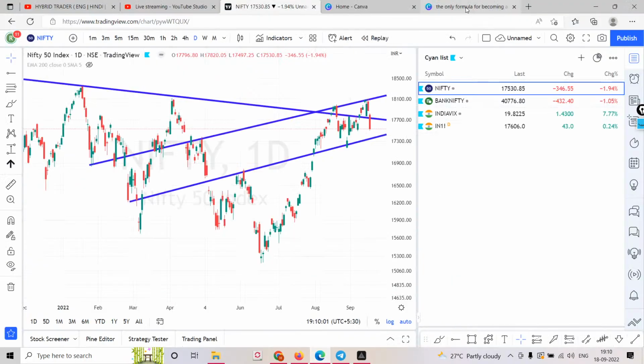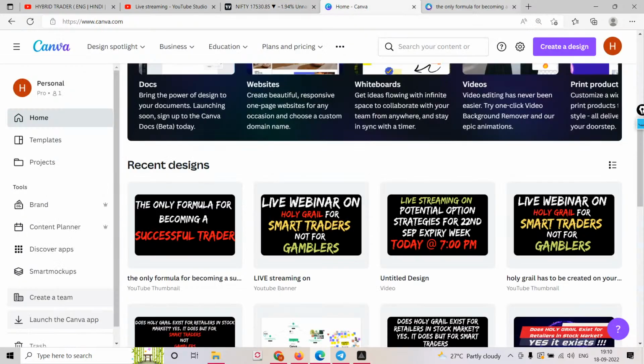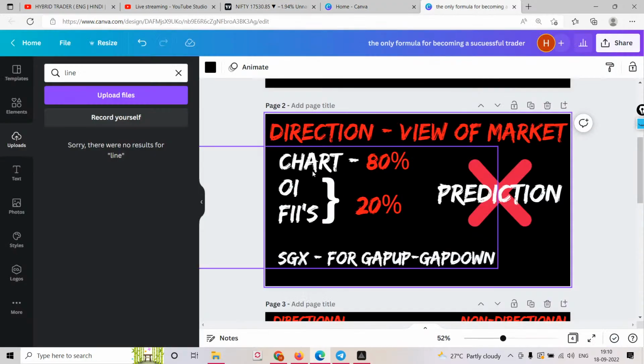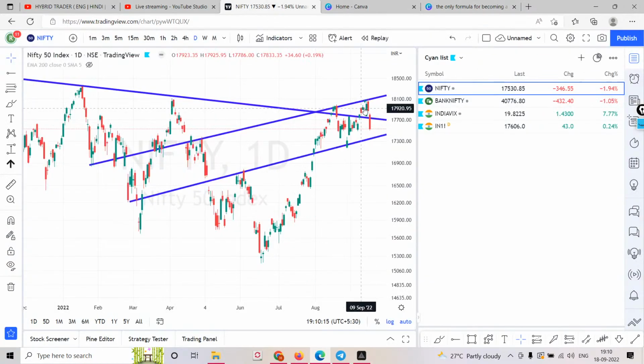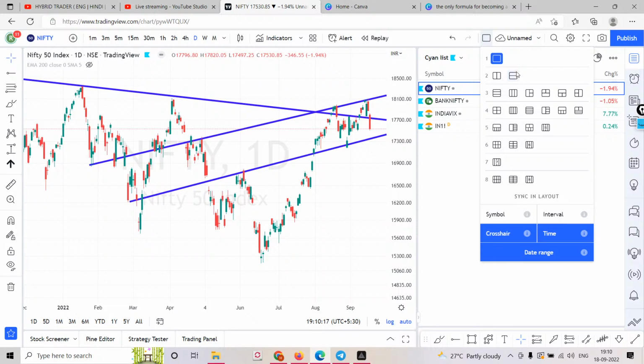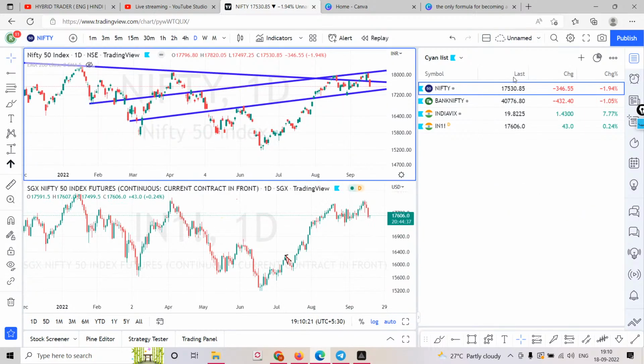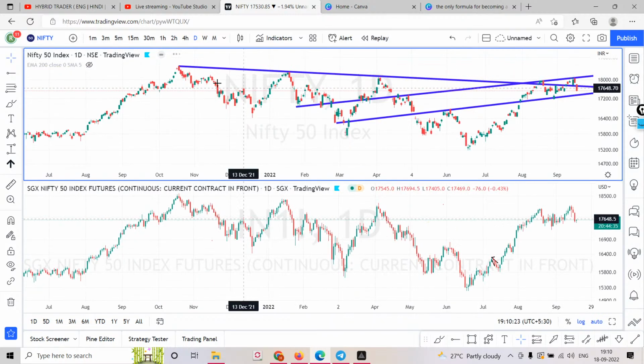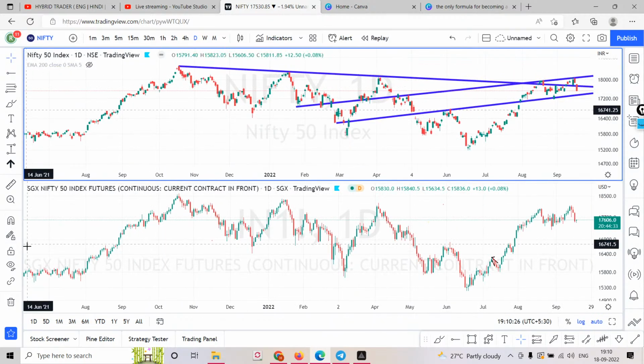So we have covered the chart, the open interest and the FIS. Overall, it looks bearish. Let's see the SGX. How does the SGX snap? Next time, if you have TradingView, just click on the two-column layout, and then in the first column you can put your Nifty.